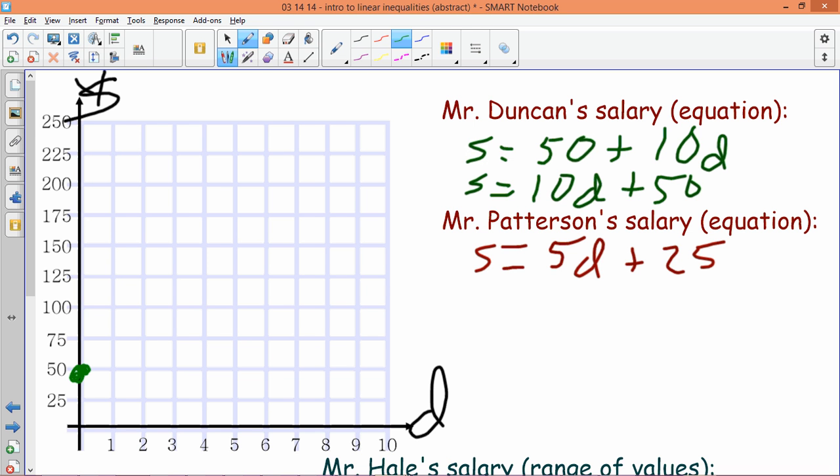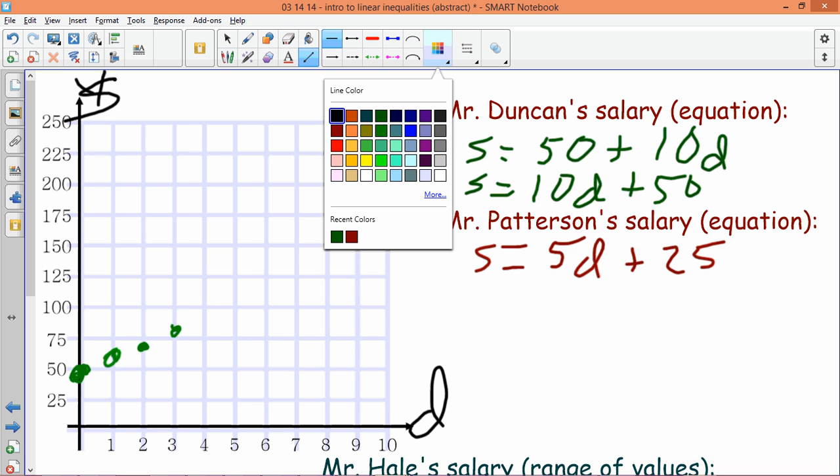Once I've worked one day, it's 50 plus 10 times 1. So that's going to be 60. 60 is going to be somewhere around there. For 2 days, I'm going to add 20. So it's going to be 50 plus 20 is 70, somewhere right around there. For 3 days, 50 plus 30 is going to be 80. And by this point, I can kind of see what my line's going to look like. So I'm just going to grab my line. I'm going to draw it.